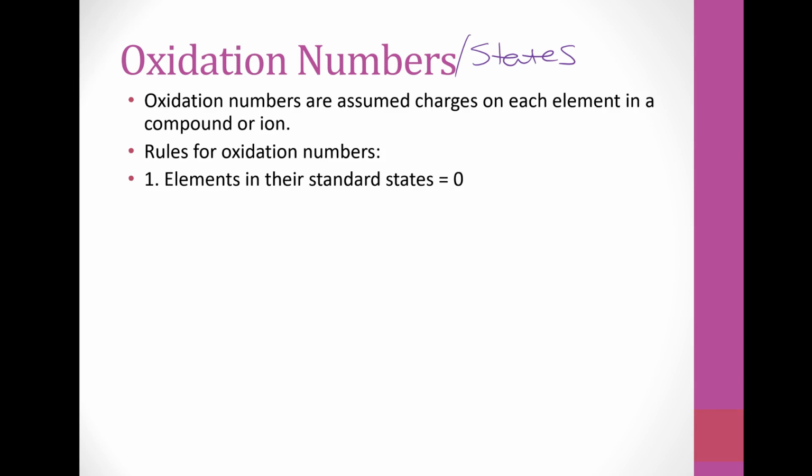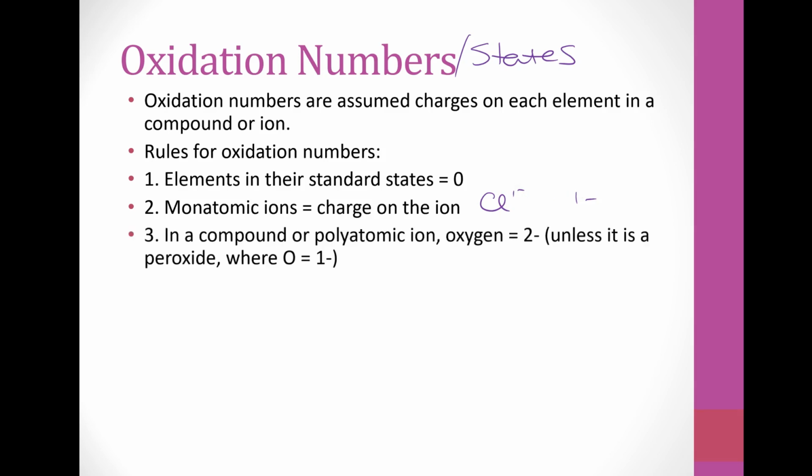First rule, when you're talking about oxidation numbers, elements in their standard states are 0. If you have a monatomic ion, it's the charge on the ion. So if I gave you Cl1-, its oxidation state is 1-. Okay, so that's a monatomic ion. If you have a compound or a polyatomic ion containing oxygen, oxygen's -2 unless it's a peroxide. I would estimate peroxides are about 10% of the compounds you would ever possibly see, probably even lower, maybe more like 5%. It's not very common, and I'll show you what it looks like when you see a peroxide.